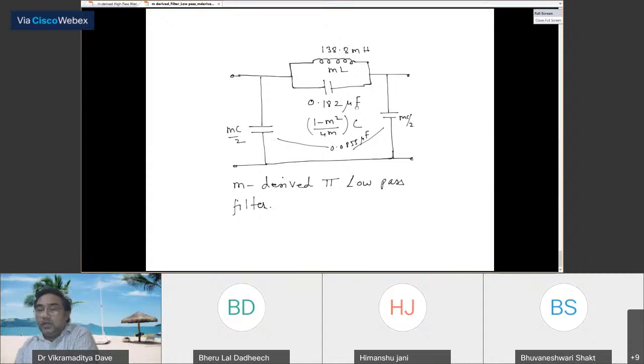So you just have to place the values. What conclusion are you finding? Be cautious regarding the values. First of all, calculate M, calculate L, calculate C. Once you have calculated, you can put forward both M and C values according to the T section or the pi section's parametric values.